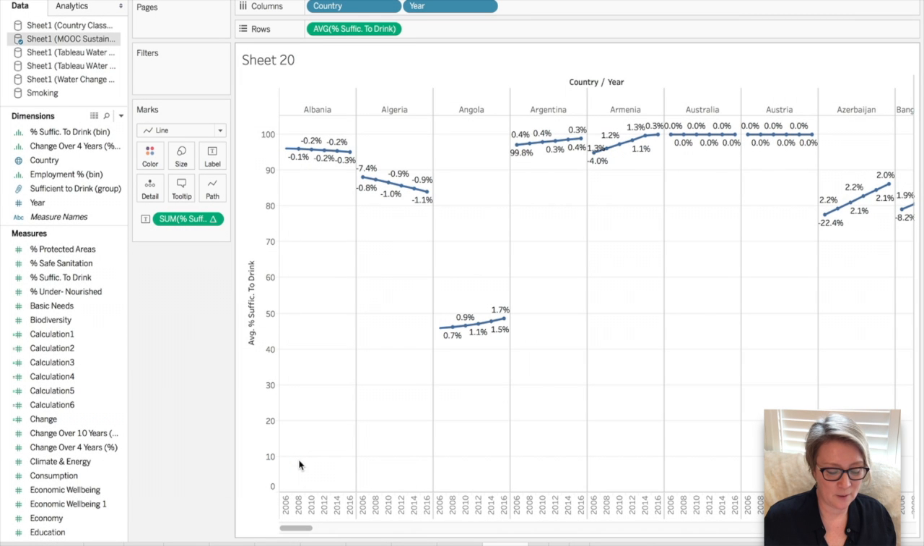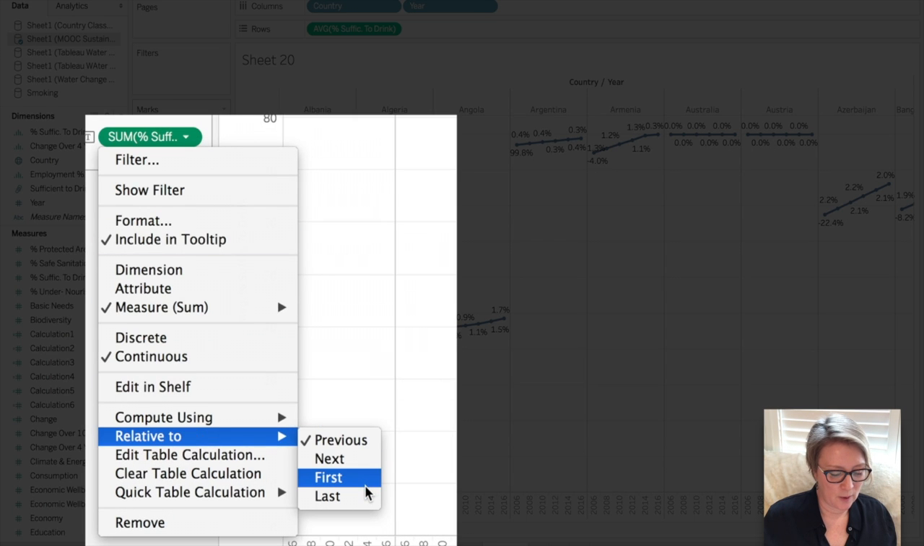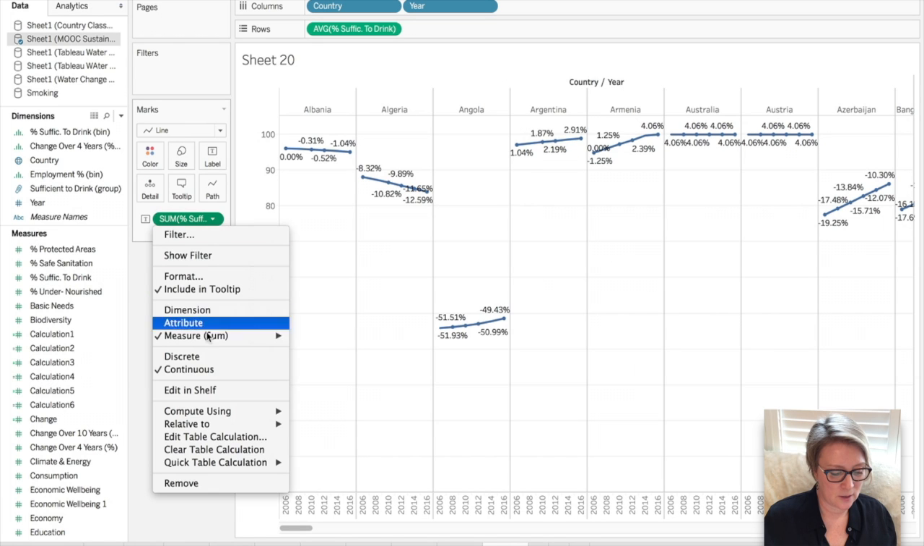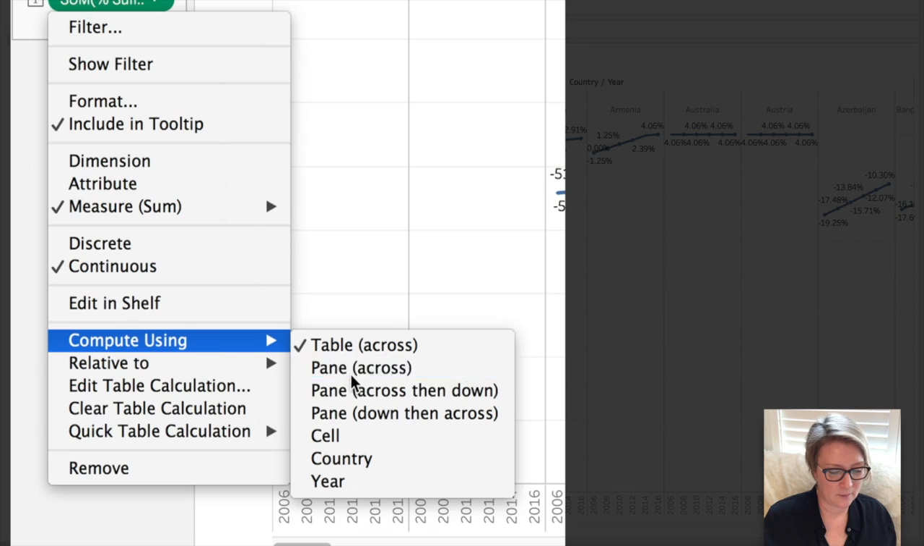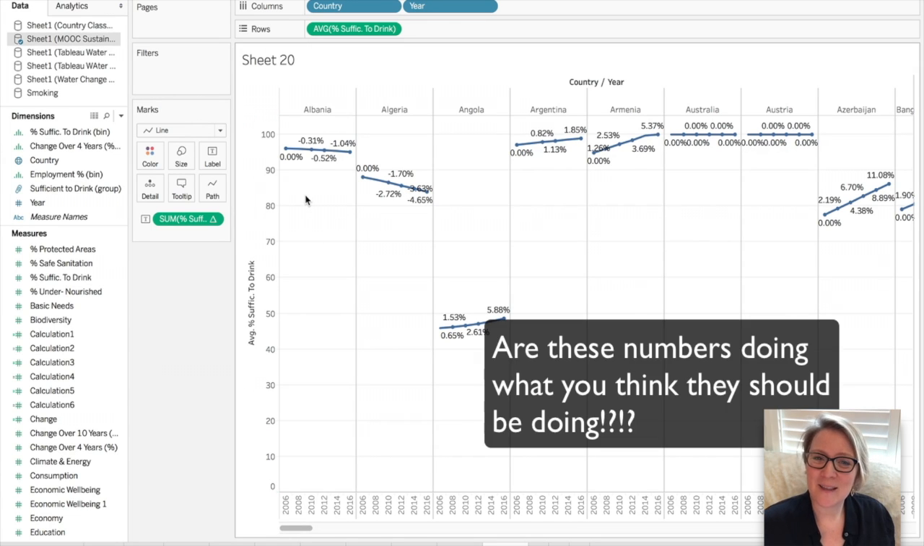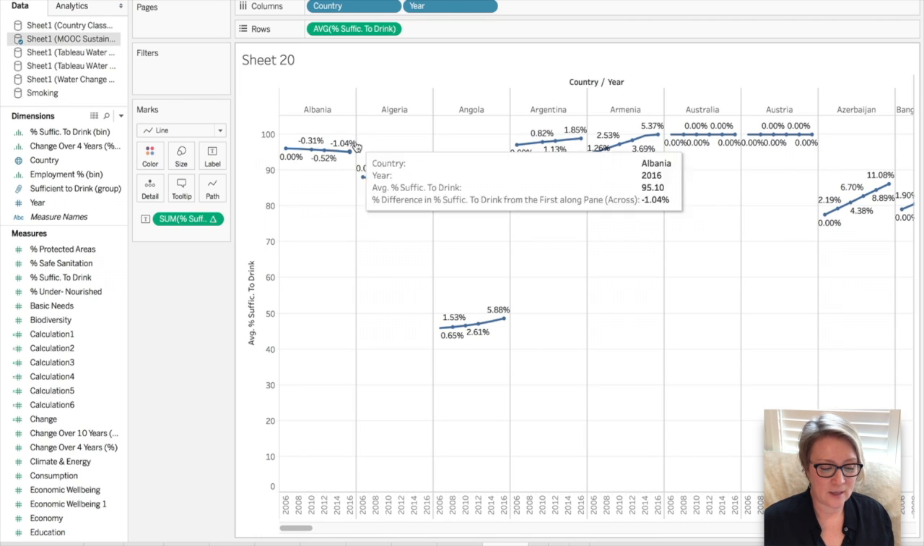So you can see here that right away we want it relative to the first, and we want it computed using the pane. So again, always checking to make sure that these numbers seem like they're doing what you think they're supposed to be doing. So this is the percent change over time for each country compared to the first year, so compared to 2006.